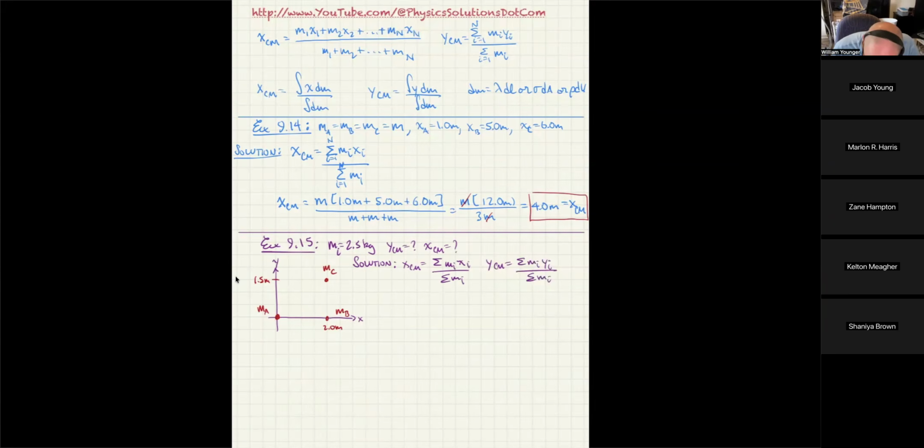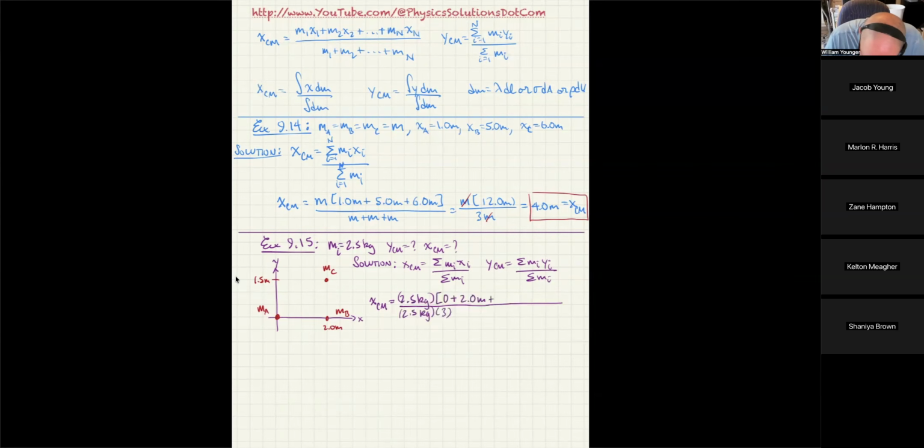So let's start off with the X center of mass. Just like we did before, we have a common mass of 2.5 kilograms. So I'm going to put that to the side and factor it out. Of course, the denominator is going to have a 2.5 kilograms as well. But that's going to be 2.5 times 3 ultimately because it's going to be m plus m plus m. So I'll just go ahead and put a times 3 down here and that'll handle that. Now, the x-coordinate of mass A is 0. The x-coordinate of mass B is 2.0 meters.